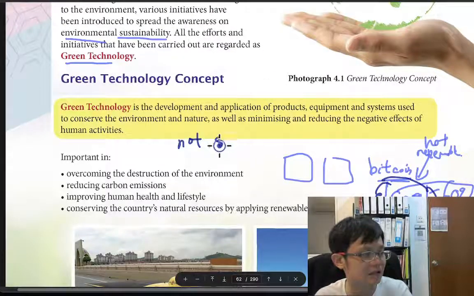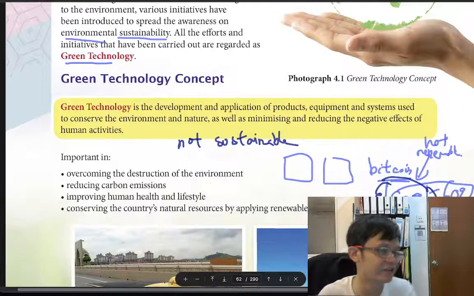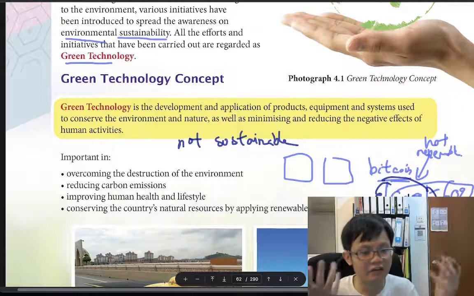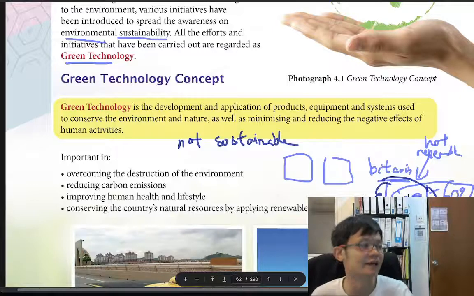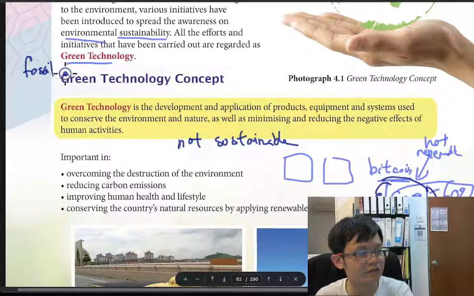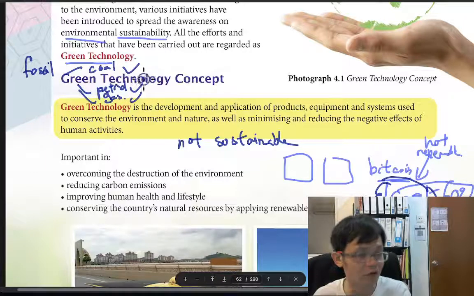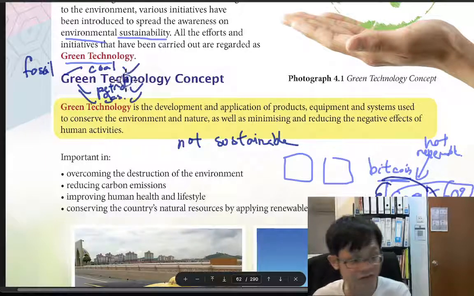Not sustainable. You then finish already, no more already lor. Coal is usually from the dinosaur, right? Dinosaur, the fossil fuel produce what? Produce coal and produce the petrol and produce the gas. Okay, so we have gas from the dinosaur, petrol, fossil fuel, and we have the coal, also considered as one of the fossil fuels.